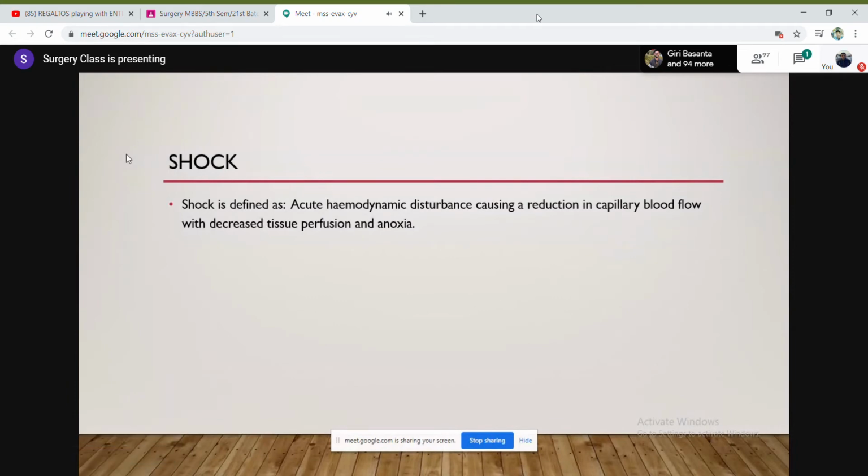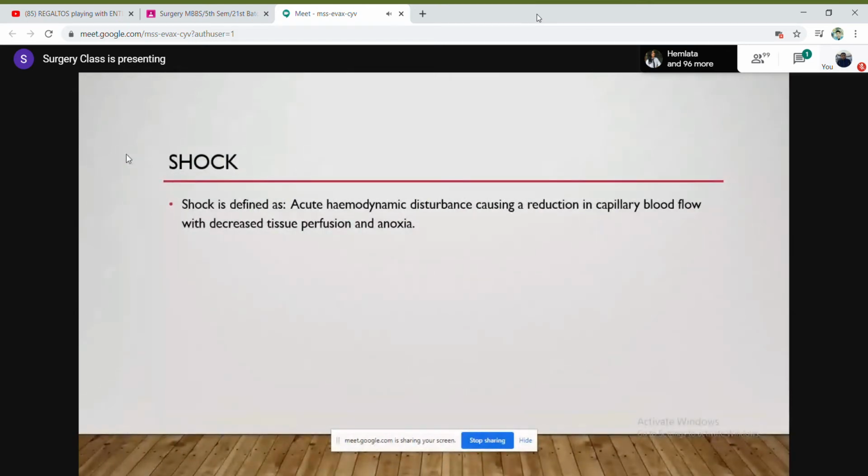Firstly, there is a disturbance in the circulatory system. Once there is a disturbance, then definitely there is reduction in the capillary blood flow. Whenever the supply is low, the perfusion is definitely decreased.